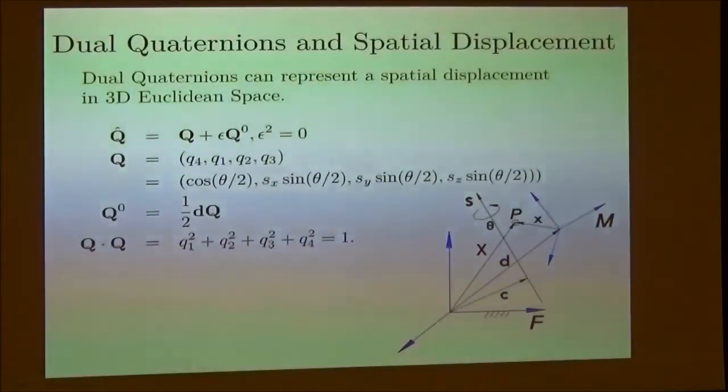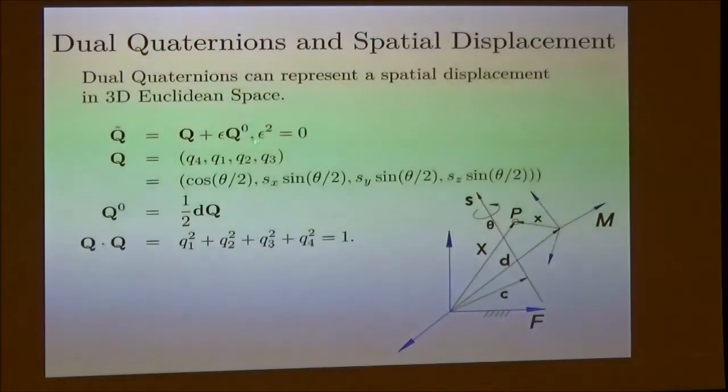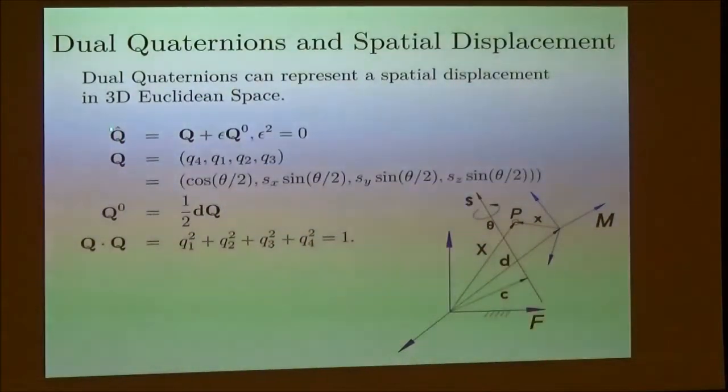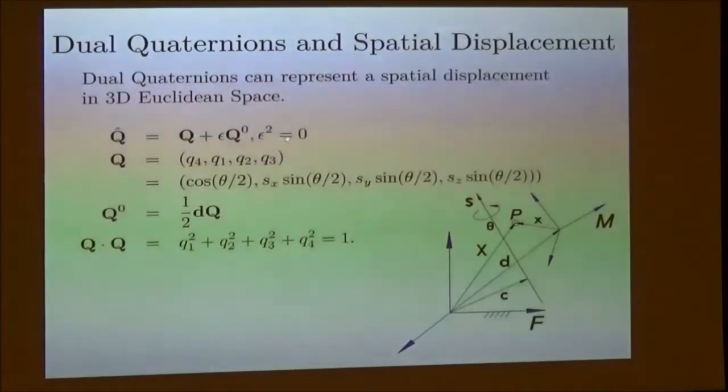We are going to use something called a dual quaternion to actually represent a spatial displacement. What does it look like? Let's look at the algebra first. So Q hat is used to denote our dual quaternion over here, which has 2 chunks: Q plus epsilon Q0. Q is called the real part of the quaternion. Q0 is called the dual part of the quaternion. Epsilon is a dual unit, and the algebra over here is that epsilon squared is equal to 0.